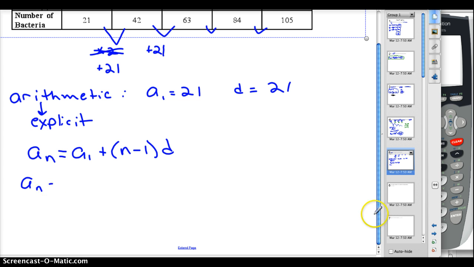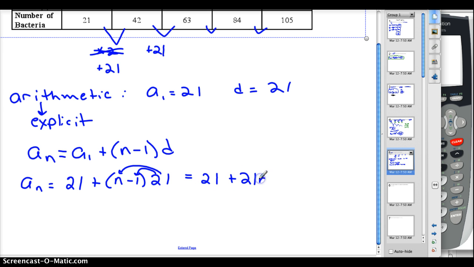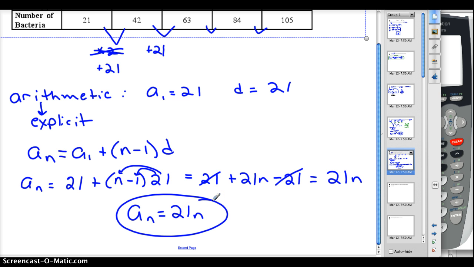So a sub n is going to be 21 plus n minus 1 times 21. And if I distribute there, we get 21 plus 21n minus 21. Let's see, these are going to cancel out, so we're just left with 21n. So our explicit formula, a sub n, is going to equal 21 times n. Again, pause while you do number 10.